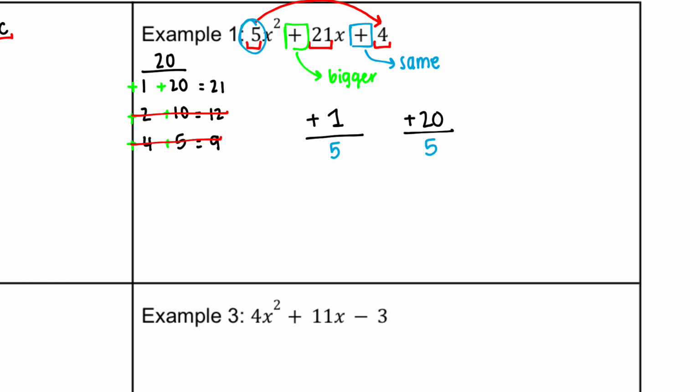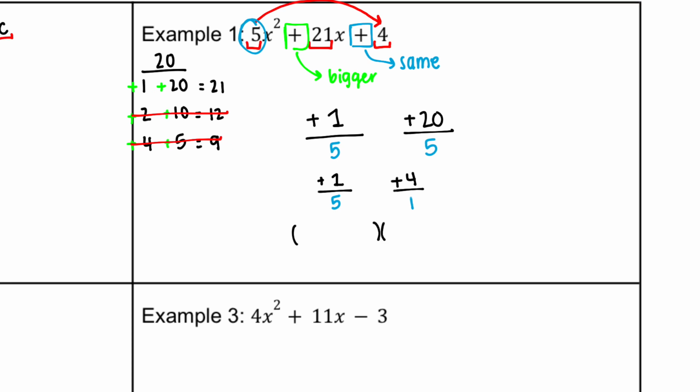Now my first fraction is still +1 over 5 because that does not simplify any. But my second fraction, 20 divided by 5, I can divide both of those by 5. And when I do, I get a +4 over 1. Because what I did was I did 20 divided by 5 to give me 4, and 5 divided by 5 to give me 1.